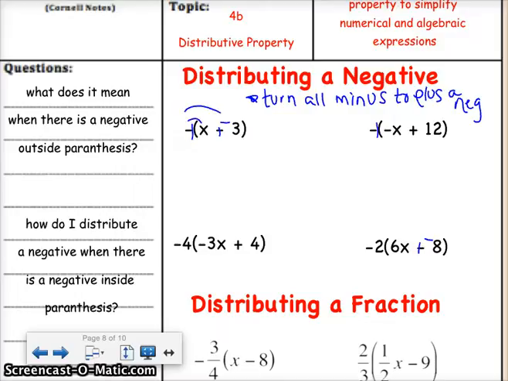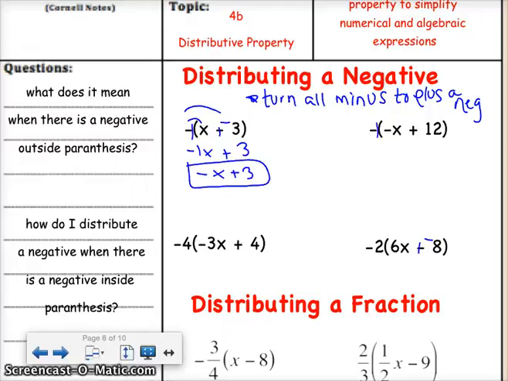So it's sticking to the parentheses, that represents distribution. I need to multiply. Negative 1 times x is negative 1x. Plus, because the plus comes down. Yep. Negative 1 times negative 3 is a positive 3. So my final answer is negative x plus 3. Yep.